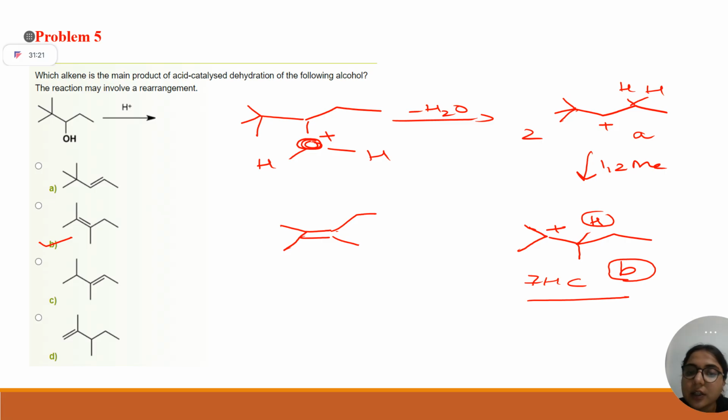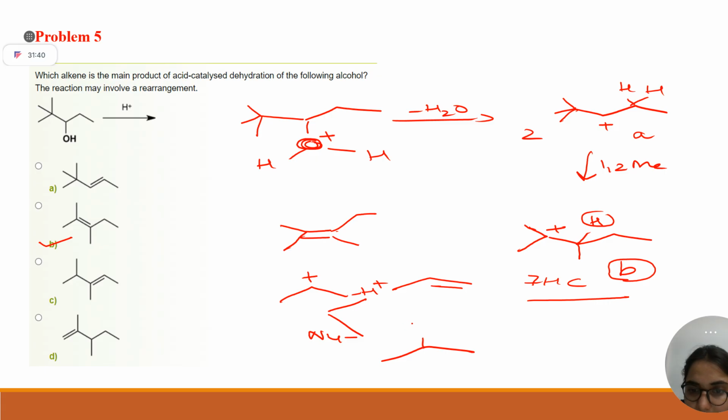Good question, student. I have told this earlier also: whenever you have a carbocation, it can undergo two things. One, it can undergo elimination by removal of H plus from an adjacent atom. Another is, if a nucleophile is present, the nucleophile can trap it. Clear?